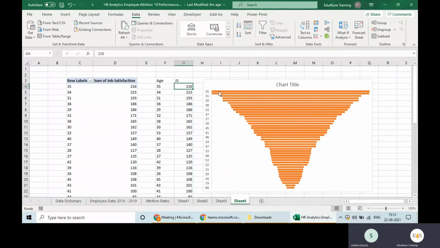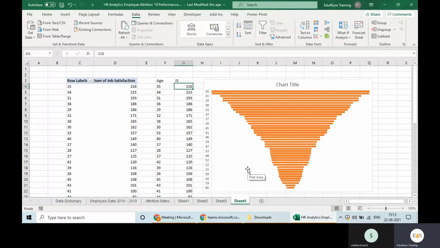employees. So this 216 will be the base. This is the reason it always gives you the funnel shape. Got it? So this is how we can combine these two analyses, and we can have a look at the most efficient and most satisfied age group of the company.